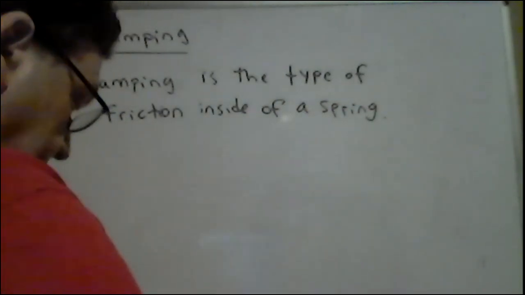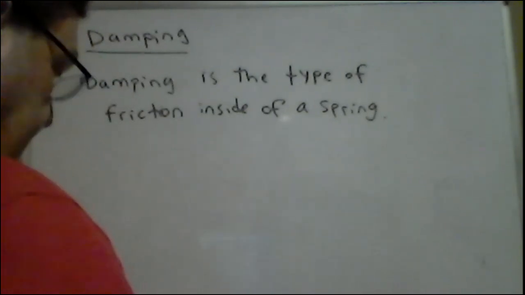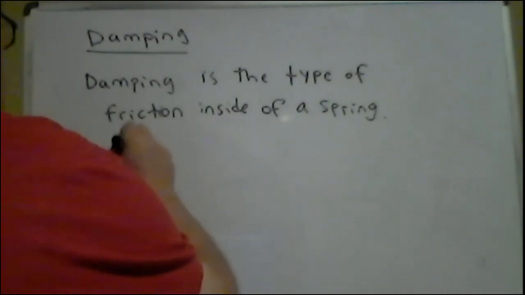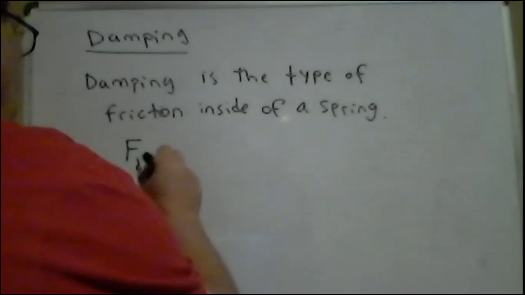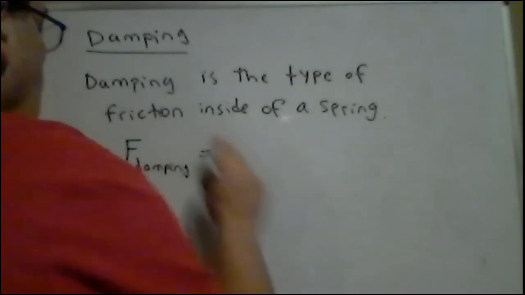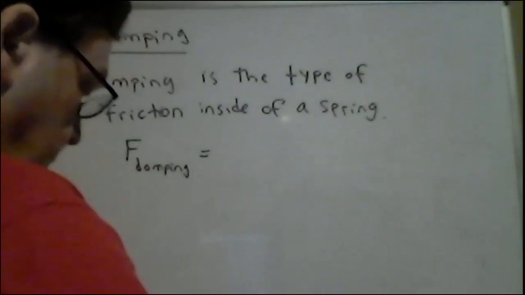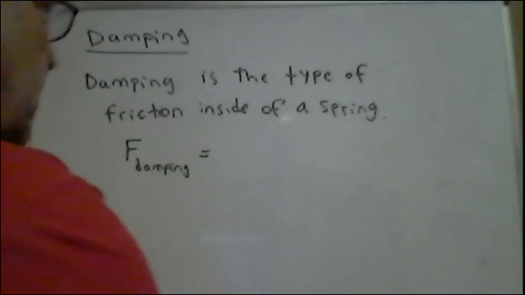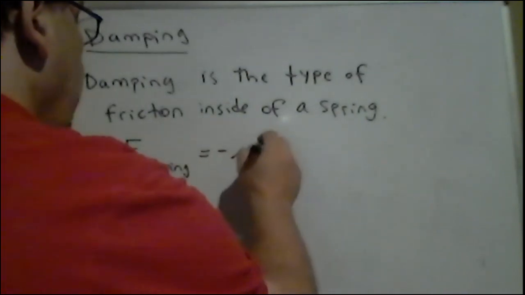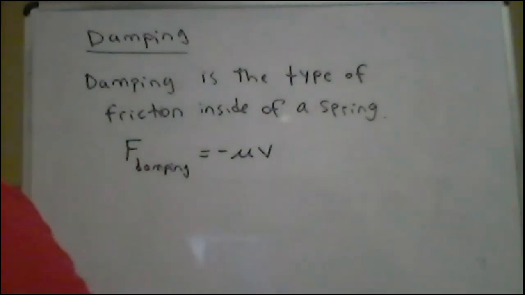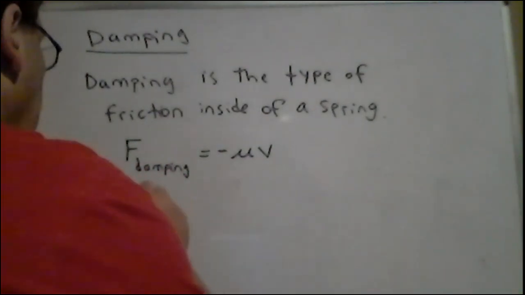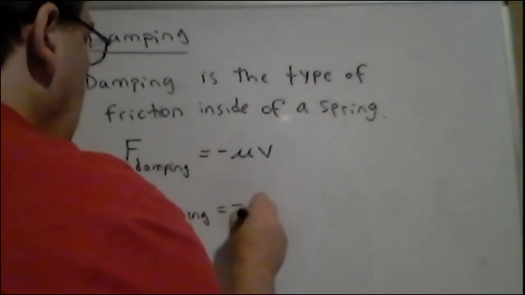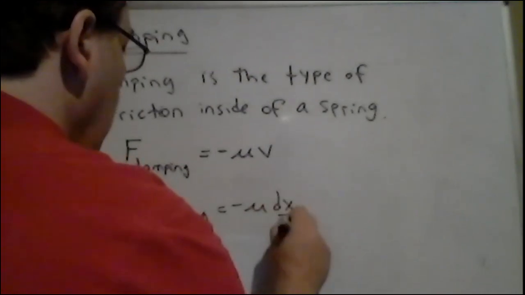All right, so it turns out that the damping goes as the velocity. So I would say the damping force goes like the velocity. It's going to be a force that opposes the motion. So we would say it'd be like a negative mu times the velocity of the mass, or we could say that the damping force goes like negative mu dx dt.